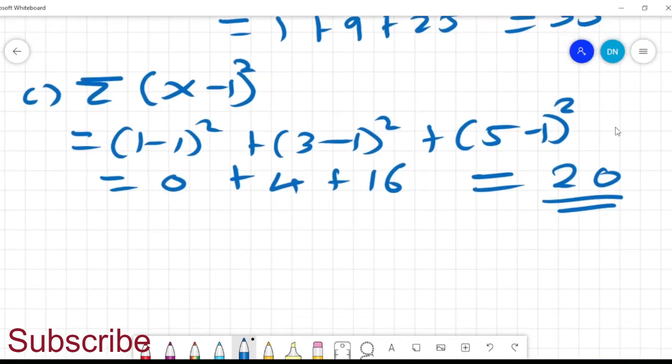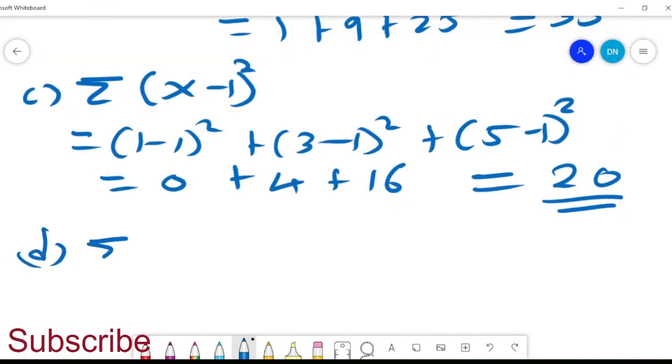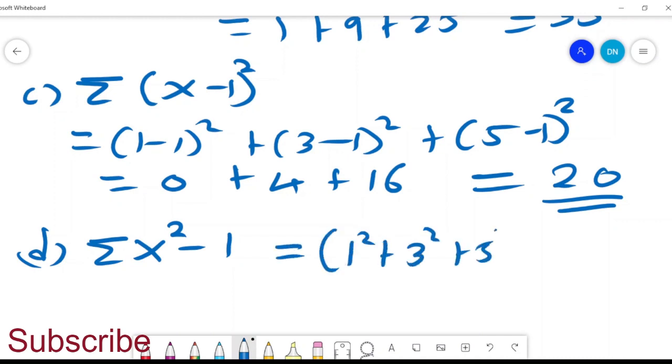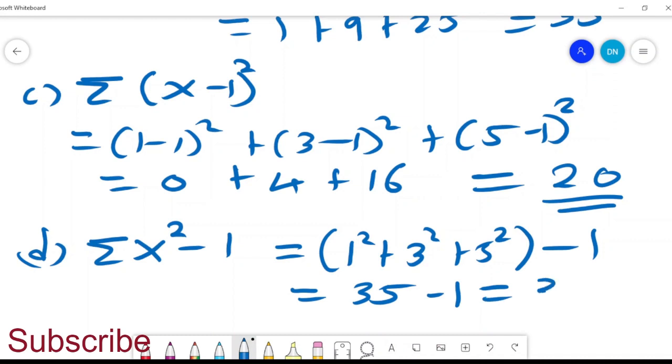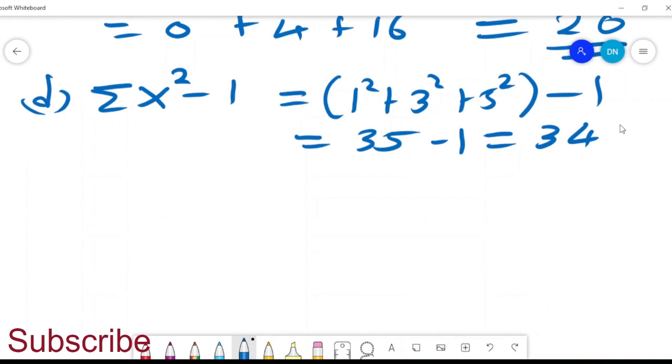That would be very different if we had written the summation of x squared minus 1. We are squaring x, which is 1 squared plus 3 squared plus 5 squared, and then you subtract 1. And we saw this is 35 minus 1, which is 34. You can see already the difference between part C and D. The difference is the brackets that have been used. That makes a totally different scenario for us. It's good to keep this in mind so that you know what you are doing when we are dealing with the summation sign.